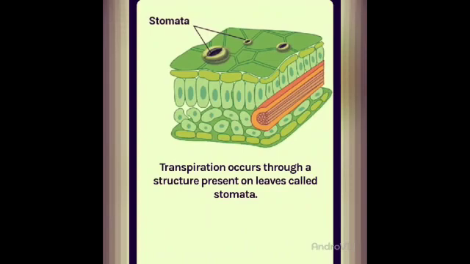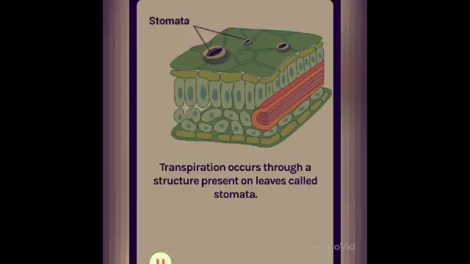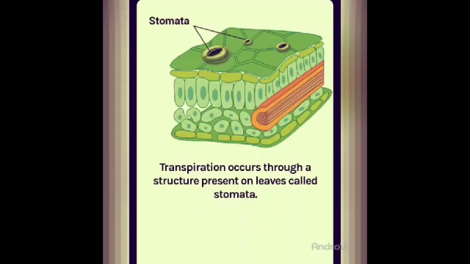Transpiration occurs through a structure present on leaves called stomata. So basically, there is a structure found on the leaves which is responsible for the process of transpiration. That structure is called a stomata, and it is found on leaf surfaces. So you can write this point: transpiration occurs through a structure present on leaves, and this structure is called a stomata. Here is a diagram of stomata.